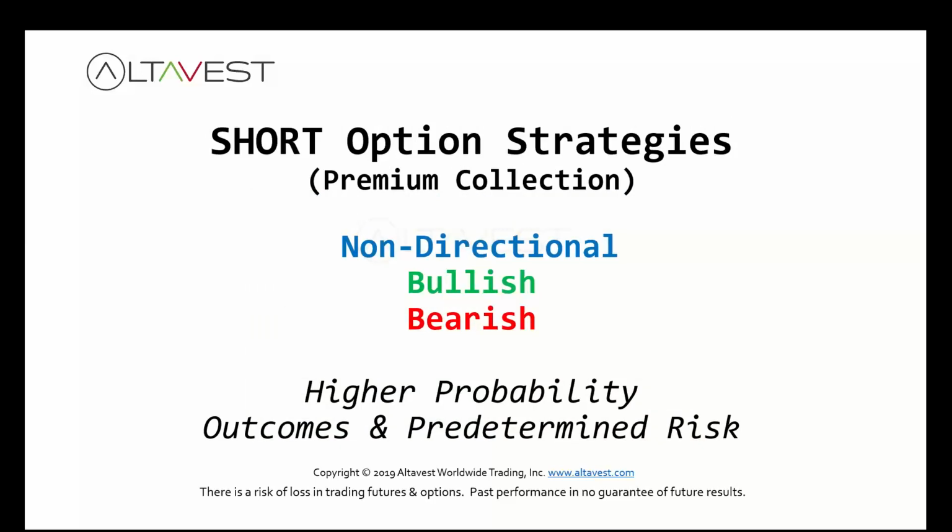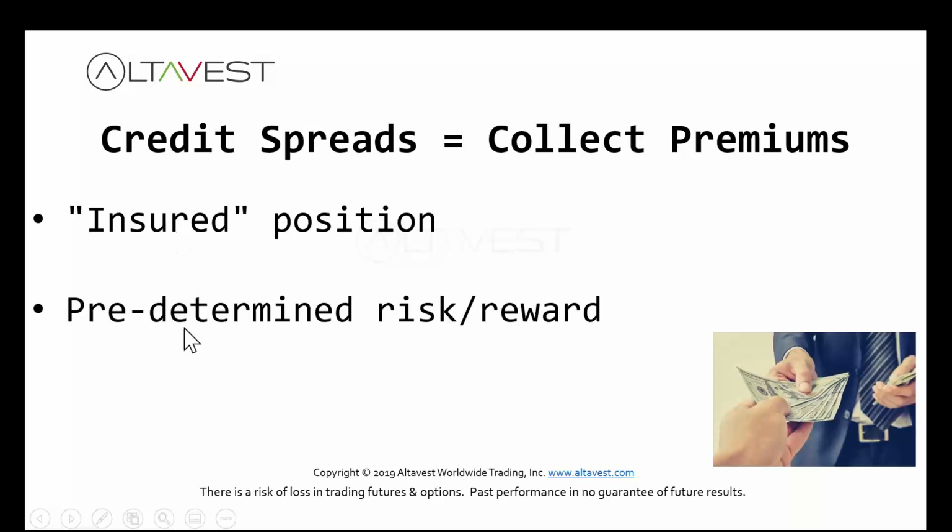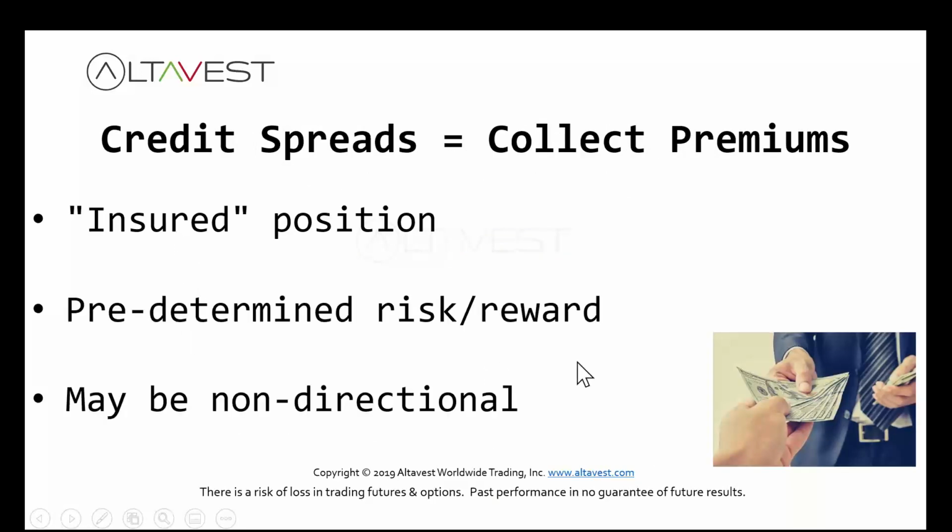Okay. Collecting premium. And if you sell options, you're going to know some of this and you're going to learn something new as well. And if you don't, it's all going to be new and we'll make it really simple and it'll go quickly, I promise. So you're selling options and collecting the premium. You become the insurance company. But we're only going to look at higher probability outcomes and the risk is predetermined. These are called credit spreads, predetermined risk and reward, and they may be non-directional in nature.